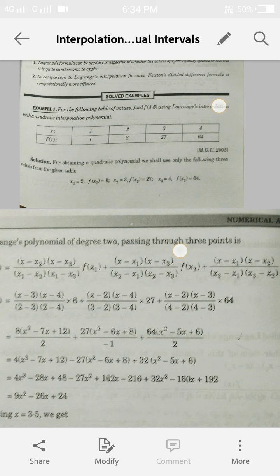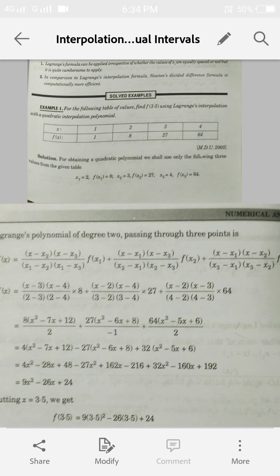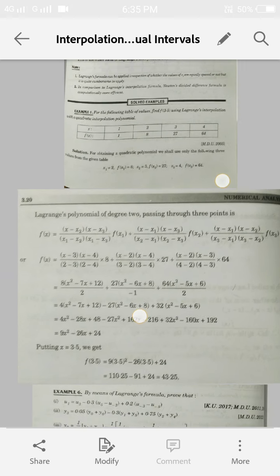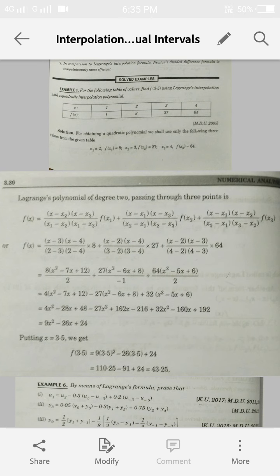So first of all, we use only 3 values from the given table, that is 2, 3 and 4. We can use all the values also, but in this particular problem we have used only 3 values. Lagrange's interpolation formula does not involve the construction of a divided difference table. We are to only use the values from the given table, that is x and f(x). So write the Lagrange's interpolation formula. Now put these values from the given table and solve this.